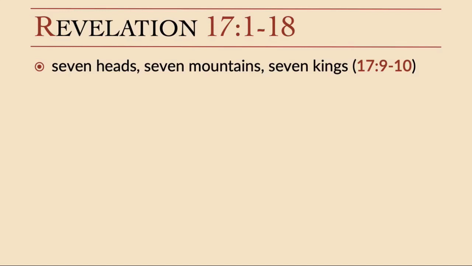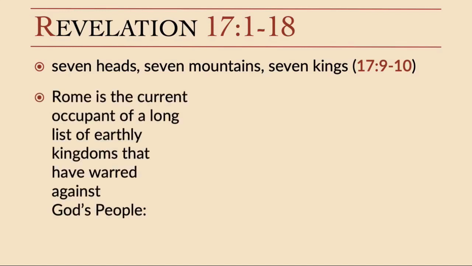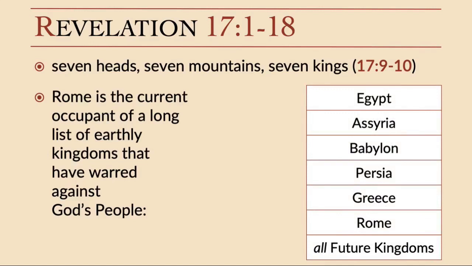First of all, I will give you my take on it, and that is that Rome is the current occupant, and we're talking about these 7 kings here. Rome is the current occupant of a long list of earthly kingdoms that have warred against God's people, okay? So when you take biblical history and you look at kingdoms and empires that have waged war against God's people, indeed we can find very easily, and we're not stretching history here to do this, 7 kingdoms, or empires. We start out with Egypt. That goes all the way back to the book of Exodus.